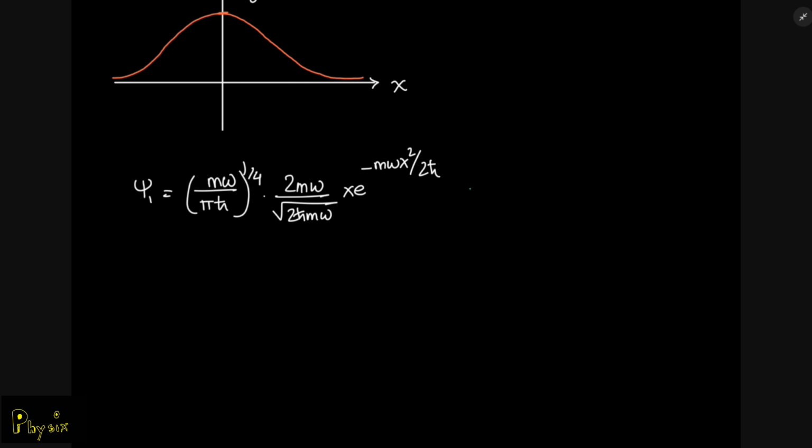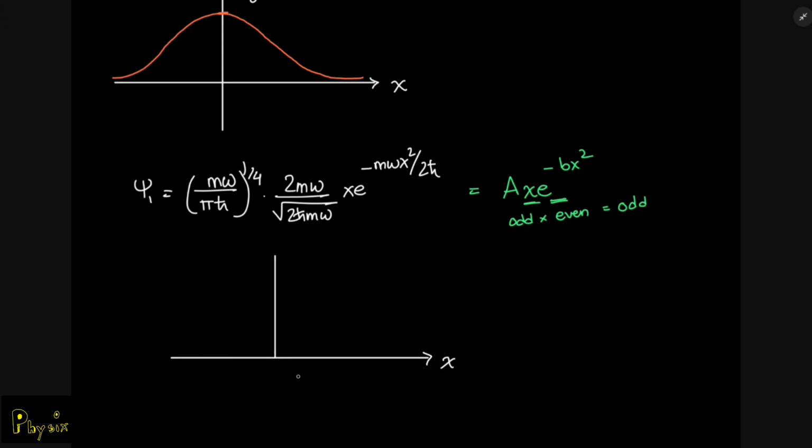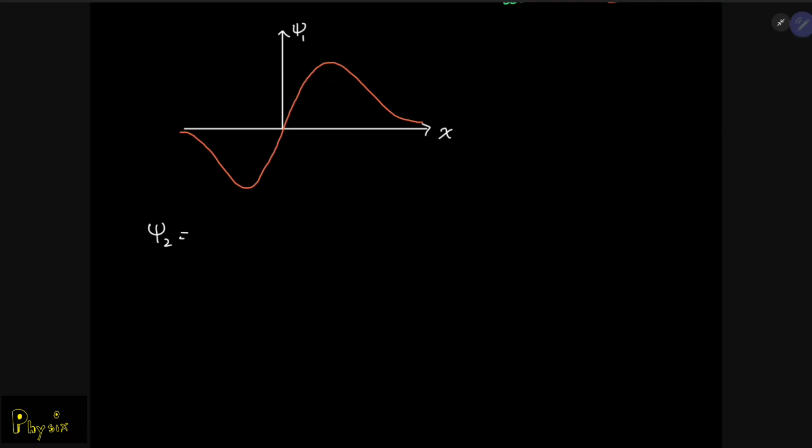Similarly, ψ₁ has the format of some constant a times x times e^(−bx²), right? Notice that x is an odd function, and e^(−bx²), as we discussed, is an even function. When you multiply an odd function and an even function, your result has the form of an odd function. So when you sketch it, with x on the x-axis and ψ₁ on the y-axis, it looks like the following. And your final product is basically an odd function. I'll leave you to find out how ψ₂ looks and the reasoning behind it.